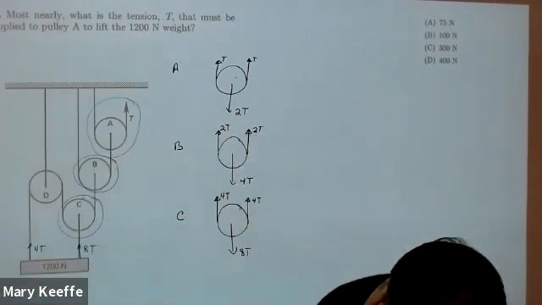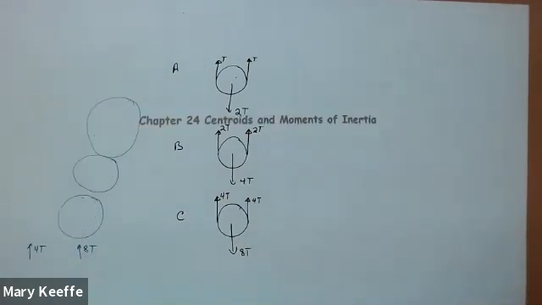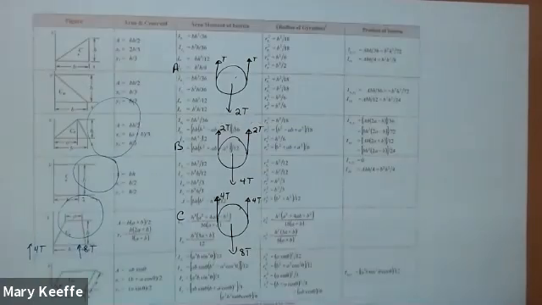Moving on to the next chapter, to centroids and moments of inertia. So for this, you need the tables. Some of the easy things you should probably just remember, like the 1/12 base height cubed. But for circles and semicircles, I don't remember them. Okay, but this is what we'll be looking at.